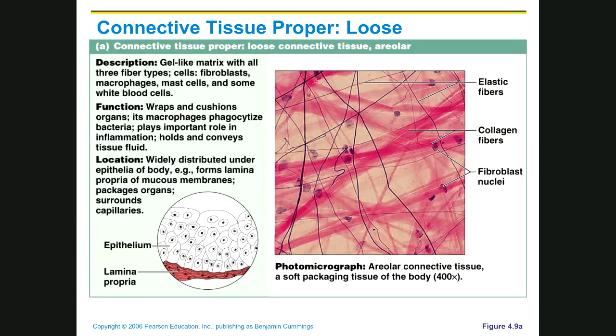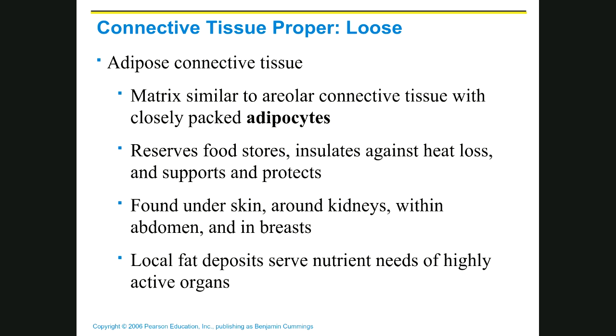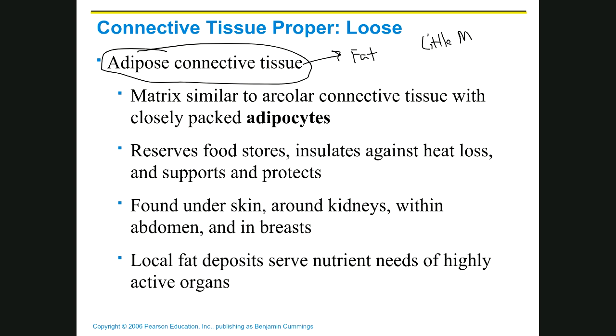Any questions about it? So look at another one. Let's look at adipose connective tissue. Most of the time we just call this fat. Well, adipose connective tissue is a little bit different from most connective tissues because it has not much extracellular material. There's only a little bit of extracellular material. So there's only a little bit of matrix.